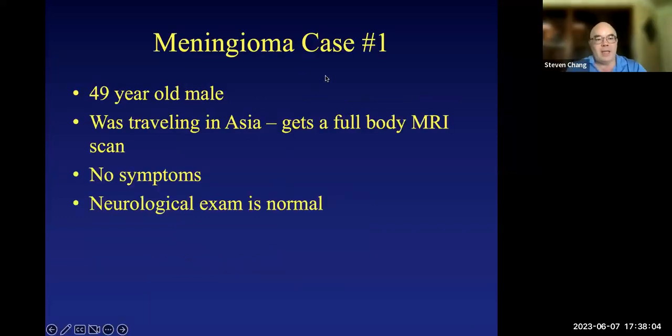So here's the first case. We'll start with a relatively easy case for you guys. This is a 49-year-old male, was traveling in Asia, and over in Asia, they have these MRI facilities where you can get a kind of a full body MRI scan just to get checked out. So this 49-year-old male decided to get a full body MRI scan, and everything checked out okay, but they were told they had something popped up on the scan in their head. They have no neurologic symptoms, and their neurologic exam is completely normal when you see them in clinic.